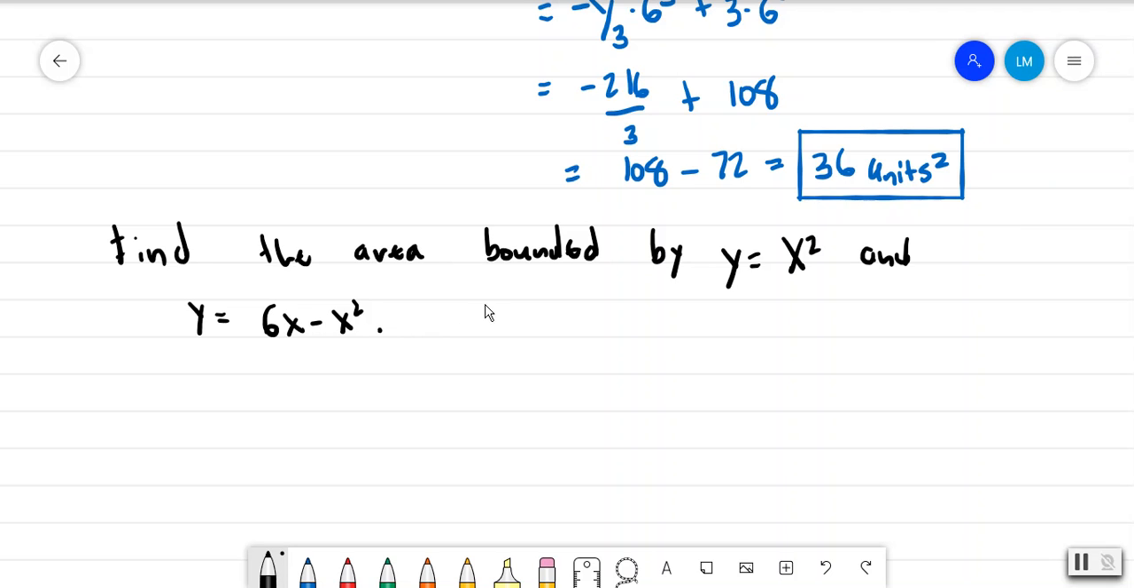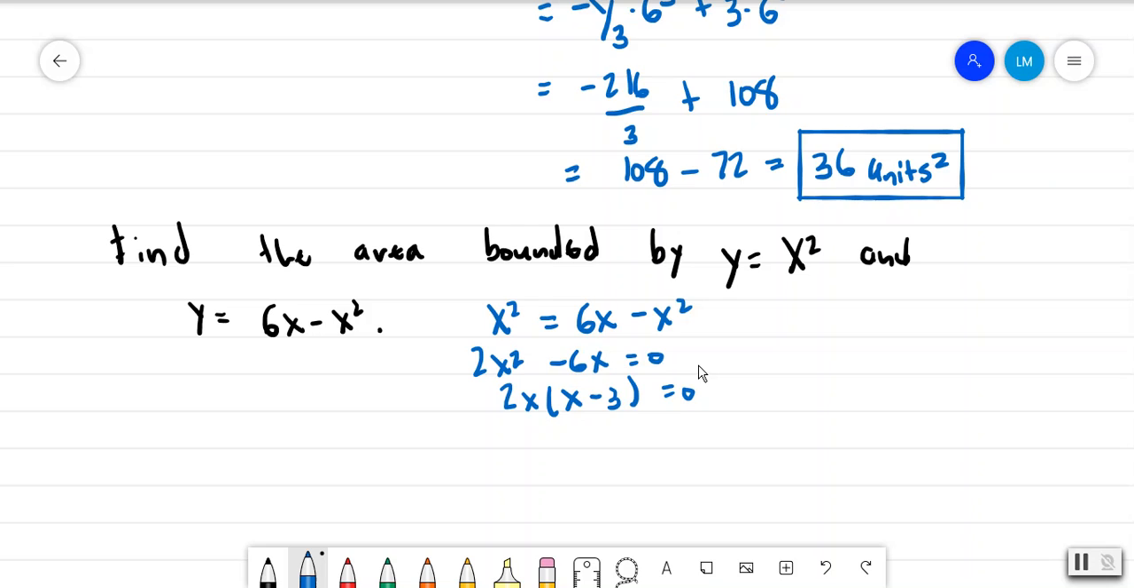Now, we'll go ahead and find the points of intersection by saying x squared is equal to 6x minus x squared. Notice that when we move this over, we get 2x squared minus 6x equals 0, and then 2x times x minus 3 is equal to 0. So what this means is that the points of intersection are x equals 0 and x equals 3.